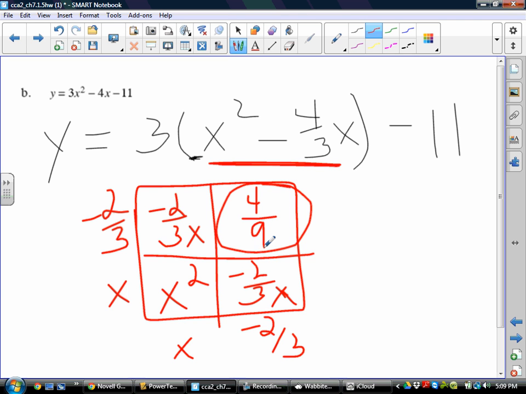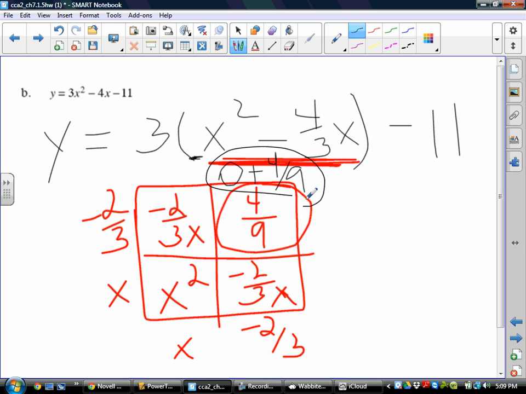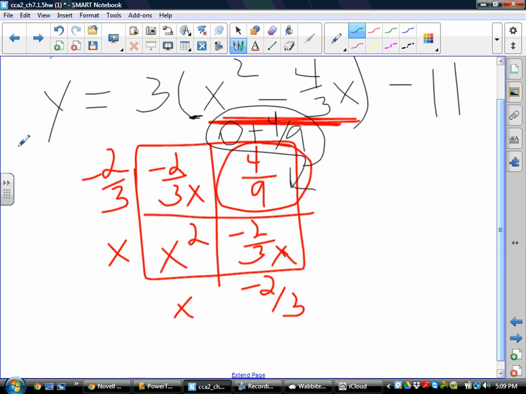Okay, but how many constant terms do I have up here? I have none. So I'm going to have a 0. Now I need to add 4/9 to this side. Now that is a complete square. Now this gets sucked in to right here. Okay, so now I don't add the 4/9 on the other side. Now I'm going to add 3 times 4/9 because of that 3 on the outside.